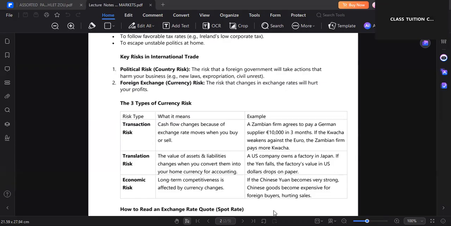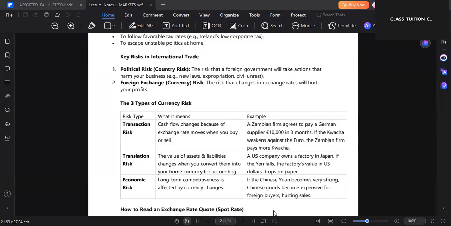For instance, a German company may agree to pay a German supplier 10,000 euros in 3 months. So if the kwacha weakens against the euro, the company will need more kwacha to buy the same 10,000 euros. So that is a loss. We call that a transaction risk, where you agree and the exchange rate fluctuates. So it's an example of currency risk.